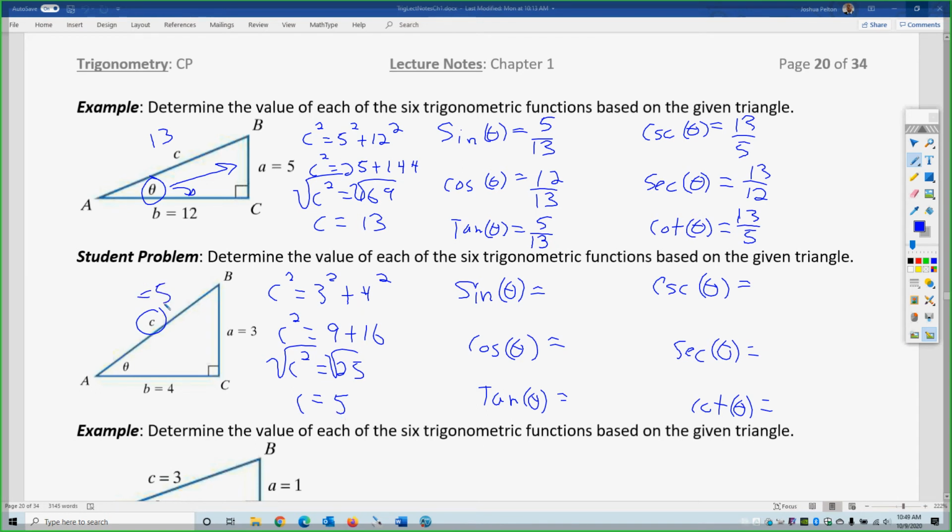So if we do the ratios given this angle, that is my opposite. So opposite over hypotenuse is sine. And adjacent over hypotenuse is cosine. And opposite over adjacent is tangent. We can reciprocate to get the other functions.